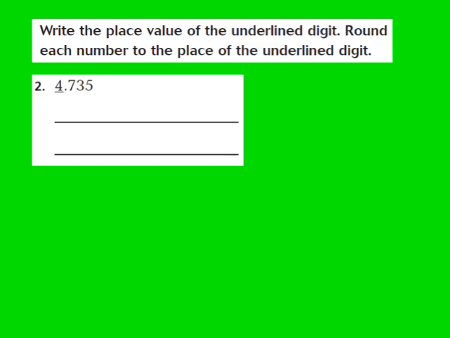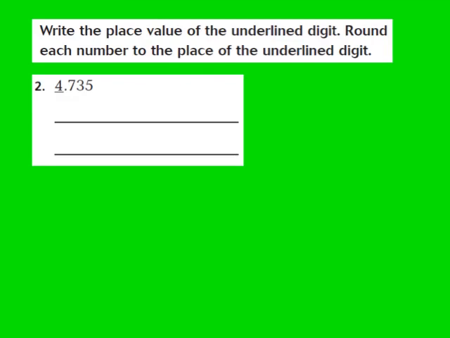Now, let's take a look at question number 2. The directions for number 2 say to write the place value of the underlined digit. Then it says to round each number to the place of the underlined digit. So there's 2 parts in my directions. Let's go ahead and take a look at question number 2.